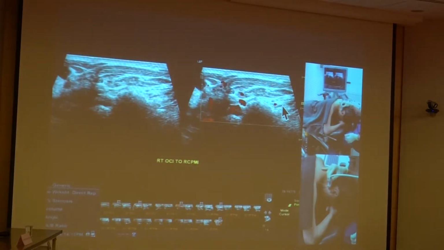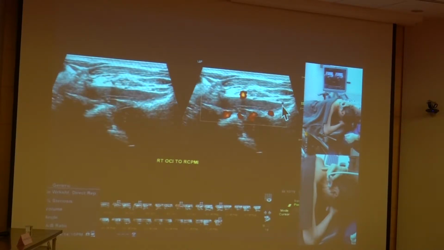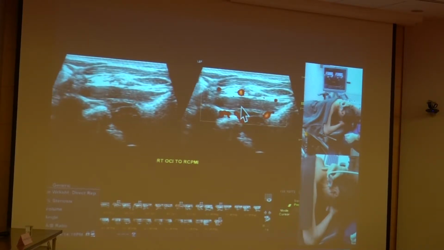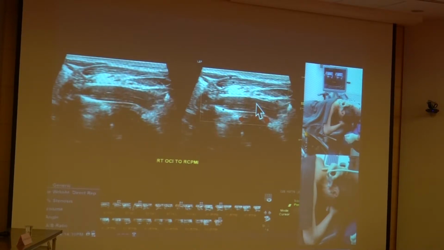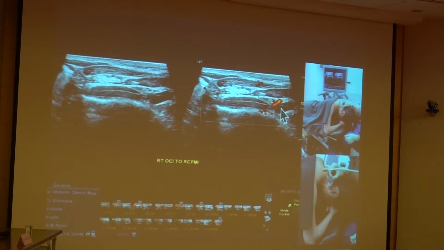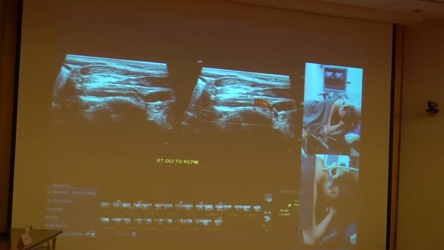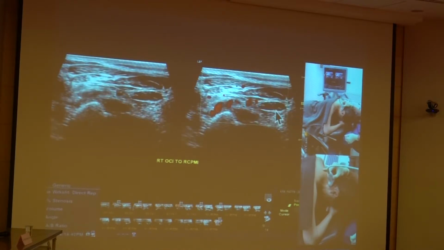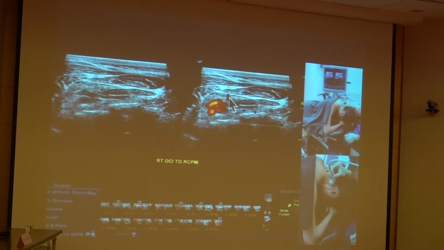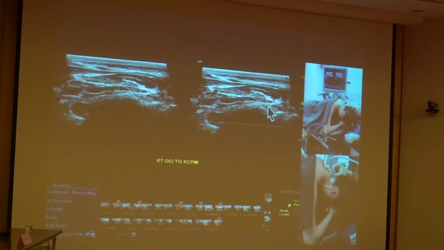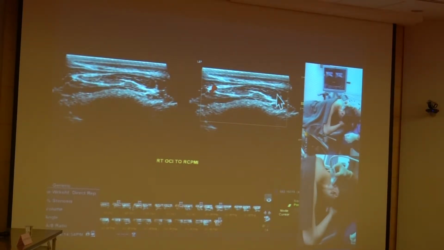And this time I'm going from the obliquus capitis inferior, and I'm going to scan upward, and you're going to see the medial edge of the obliquus capitis inferior, and then the rectus capitis posterior major, and you see the superior oblique, longissimus capitis. This time I'm going a little bit more medial, and you're seeing the rectus capitis posterior minor, semispinalis capitis, and the upper trapezius, a thin layer on top of it.